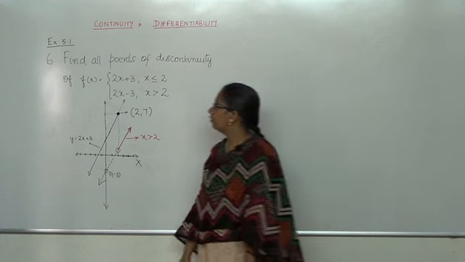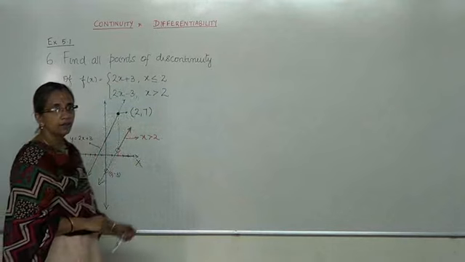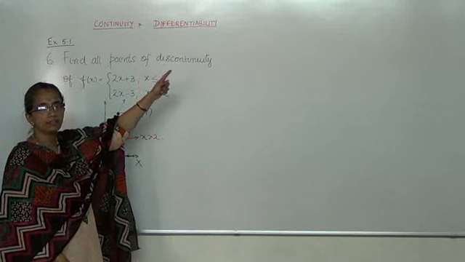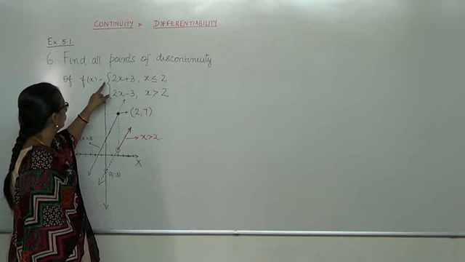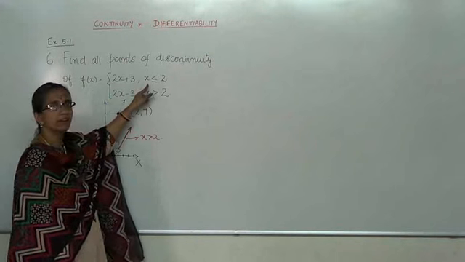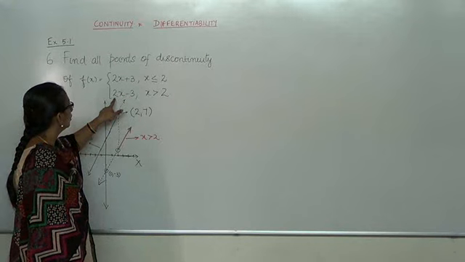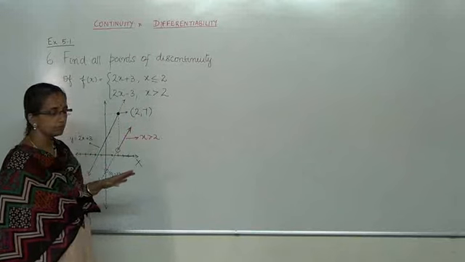Students, now we will do the sixth problem of exercise 5.1, where we have to find all the points of discontinuity of the function f of x, which is equal to 2x plus 3 when x is less than or equal to 2, or it is equal to 2x minus 3 when x is greater than 2.